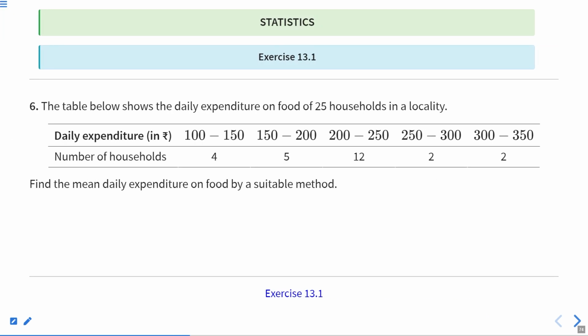Okay, so now let us move to the next question. Here we have been given this table. The table below shows the daily expenditure on food of 25 households in a locality. We need to find the mean daily expenditure on food by a suitable method.